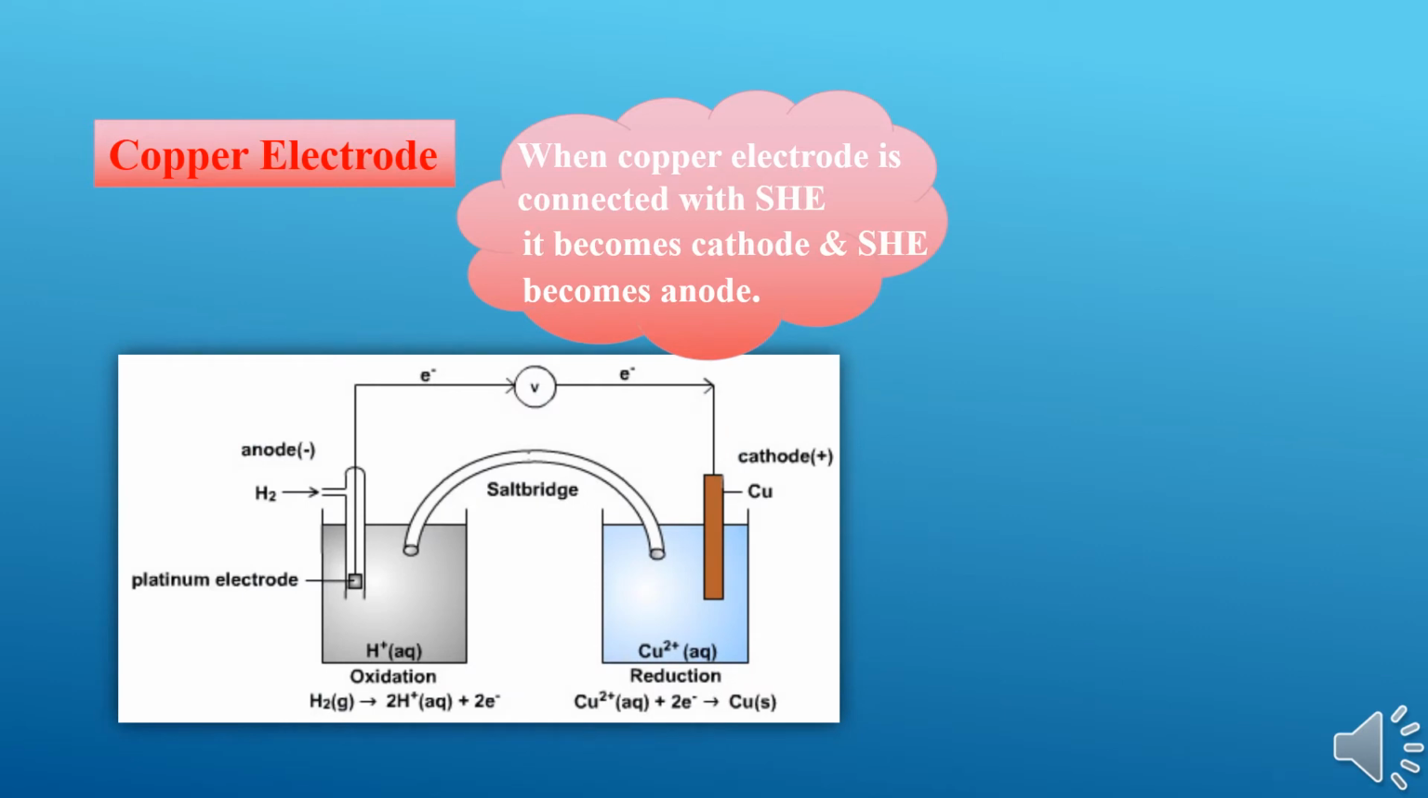Here is the representation of the cell. Look here: the hydrogen electrode on the left side is acting as the anode, which undergoes oxidation. On the right side we have the copper electrode, which is acting as the cathode, and here it undergoes reduction. And here we have the potential difference. With this potential difference, we can calculate the SRP value of the copper electrode.